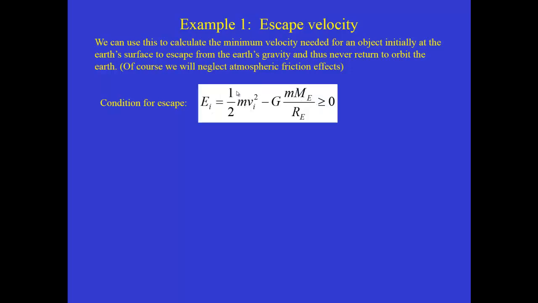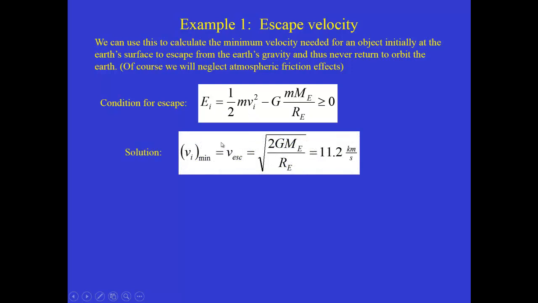So the condition for escape, like we just talked about, is where the initial energy, the energy that it has when it's first launched, is greater than or equal to zero. Because once again, that would mean that it could get infinitely far away, where the potential energy goes to zero, and either be at rest, which is the borderline case, or still have some kinetic energy because it's still moving. So here is the condition. And what we can do is simply solve for V initial from this inequality.